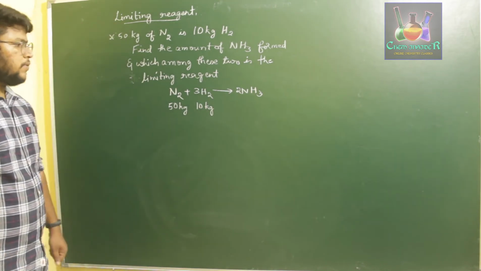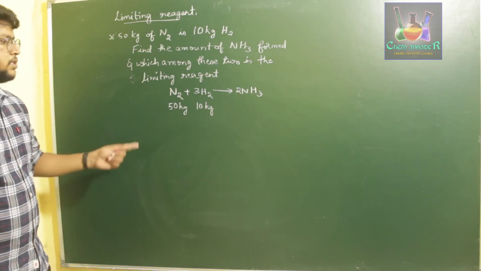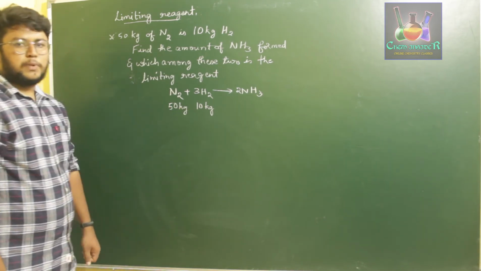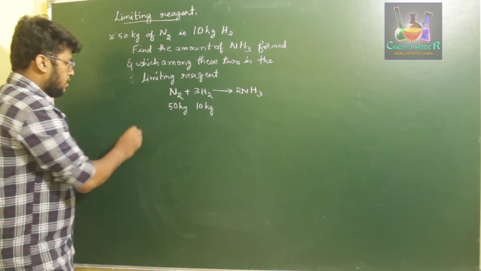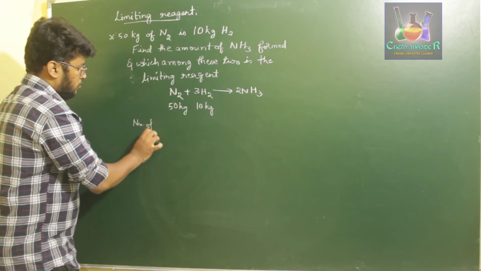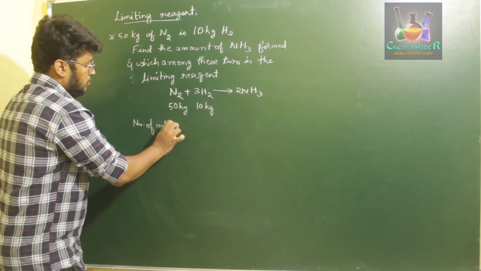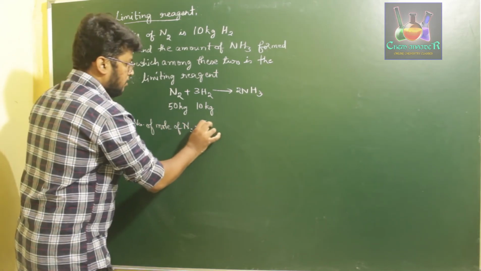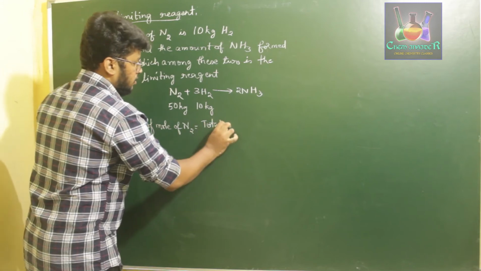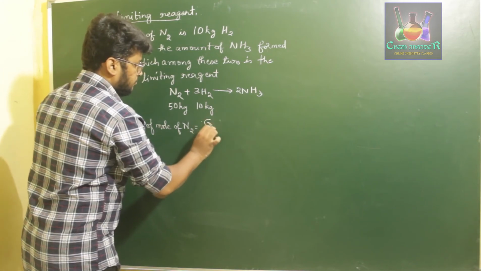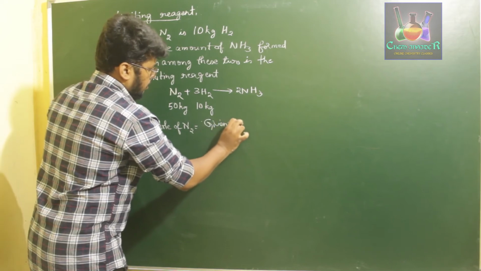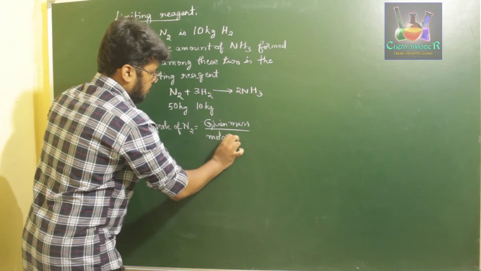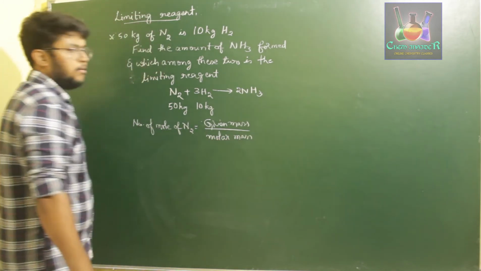Okay, so now what we have to do is convert that mass in terms of moles. First convert these two with respect to the mole value. That is the number of moles of nitrogen, which is equal to given mass divided by molar mass.